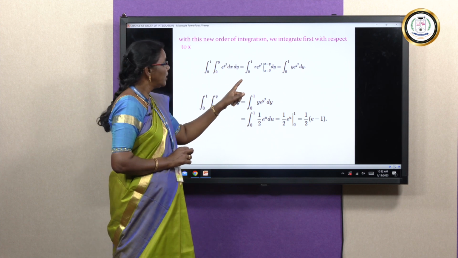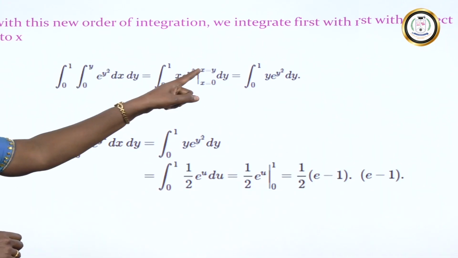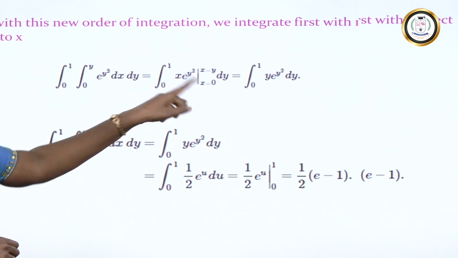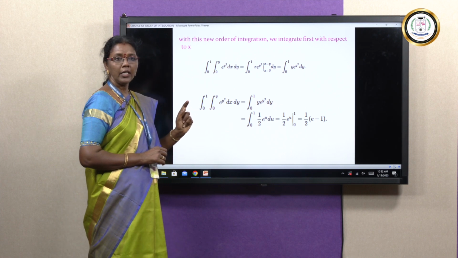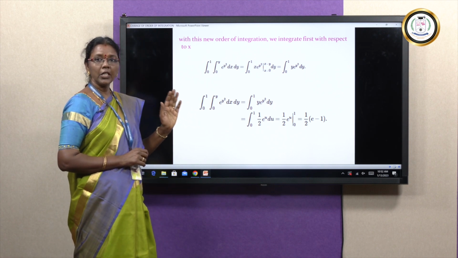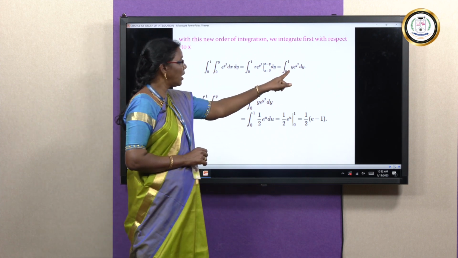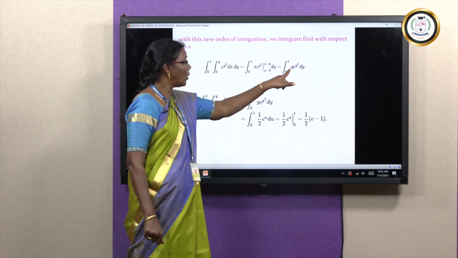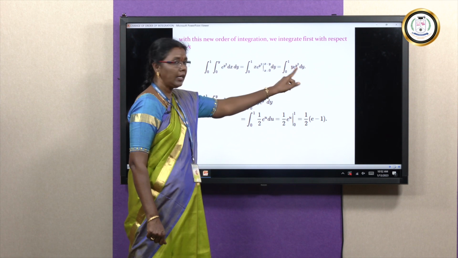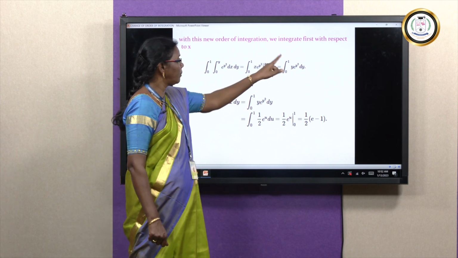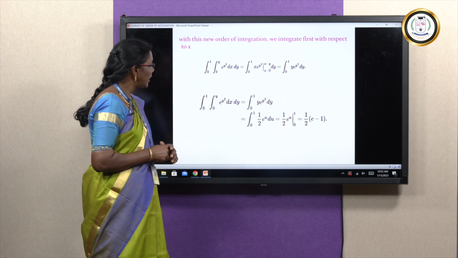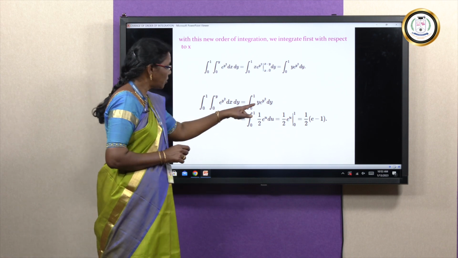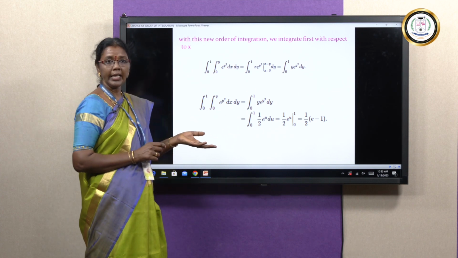And substituting the limits, what will you get? Upper limit minus lower limit. Upper limit is y, lower limit is 0, and e power y squared is constant with respect to x. So, we now have the integral function only in terms of y: y into e power y squared dy, between the limits 0 to 1. So, how can we integrate that? Y into e power y squared, by substitution we can integrate easily.